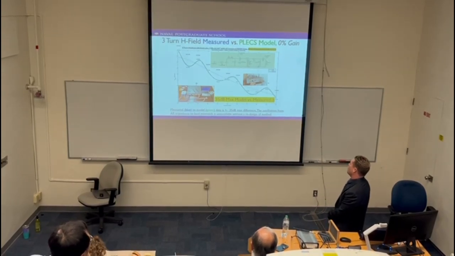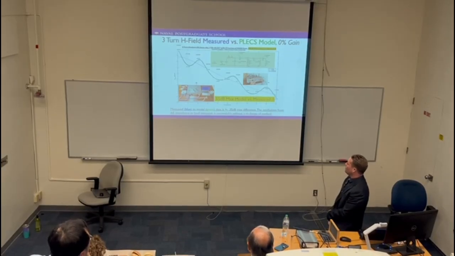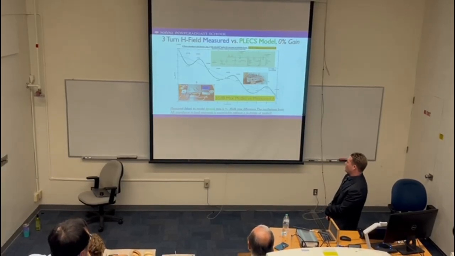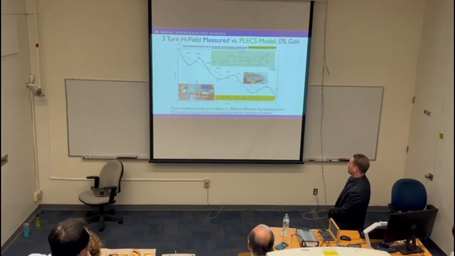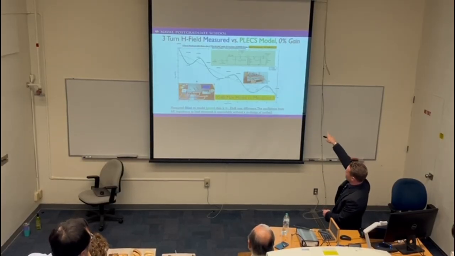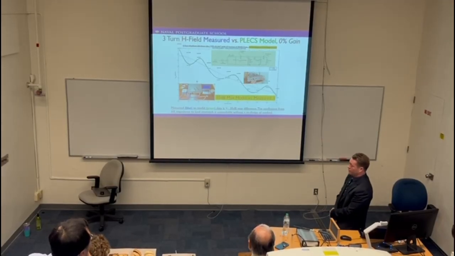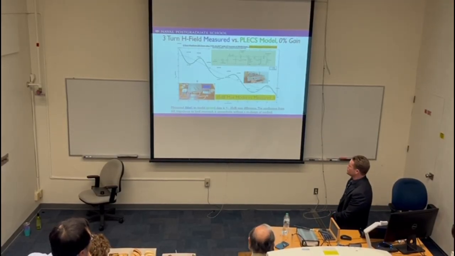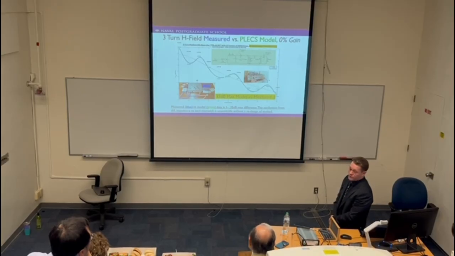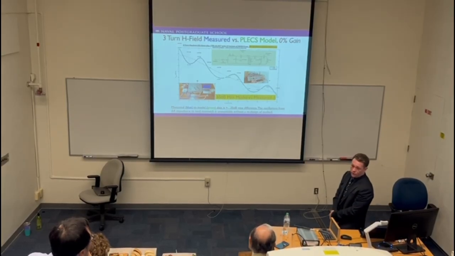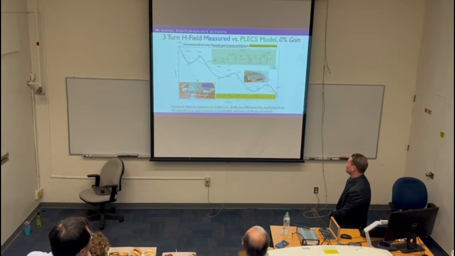This is at an AR of 0% gain. This is with my three turn coil. At most, it's off by 0.35 dB from the model to measured. So the green here is my Plex model, as in the Plex circuit model. The blue is measured. So I can tell you within very good accuracy what to expect at whatever frequency and at whatever amplitude that you were setting the system to.